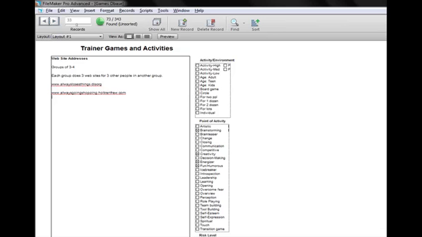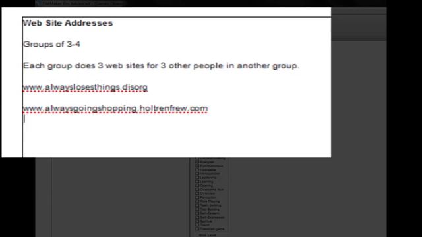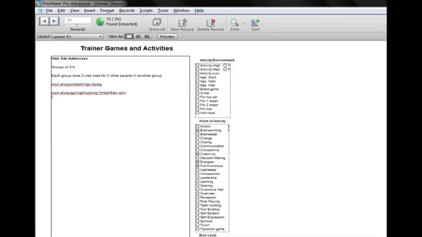And number 73 here is a game called Website Addresses. And I just type in what it is. Groups of 3 to 4. Each group does 3 websites for 3 other people in another group that they know. So one of them was www.alwayslosingthings.org or always going shopping at renfrew.com. And that's just a fun little icebreaker you can do with people.